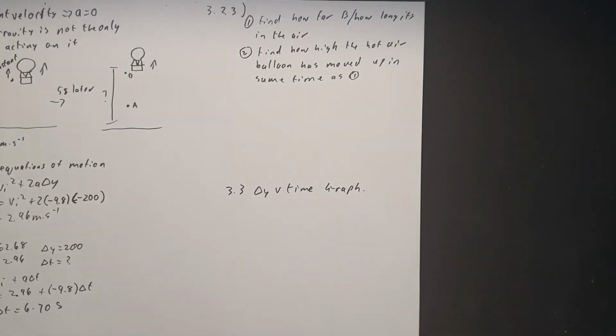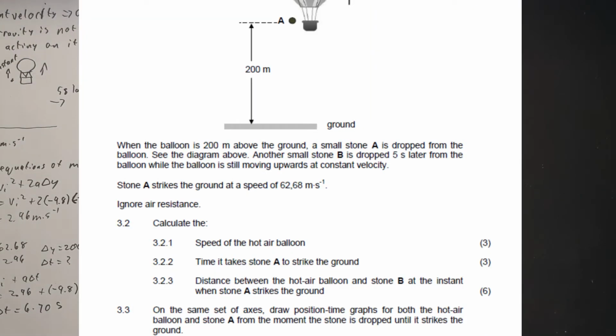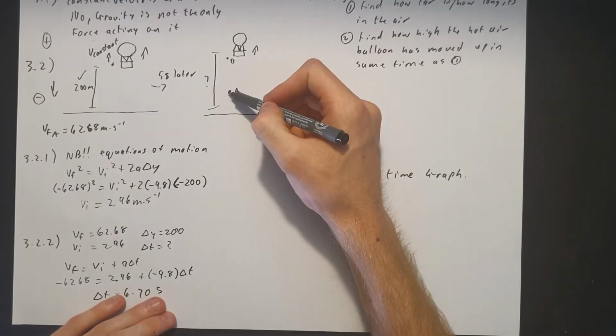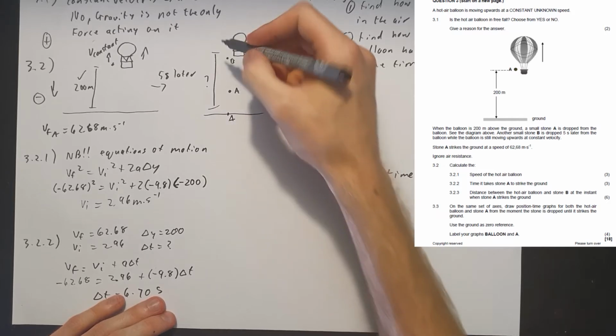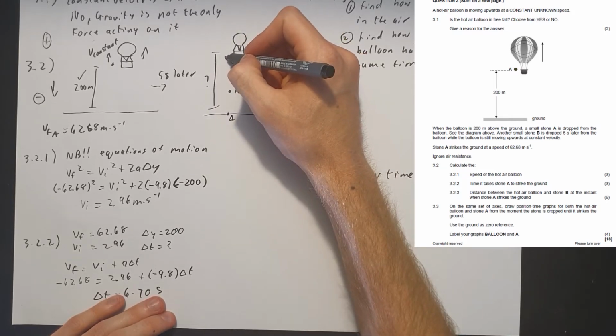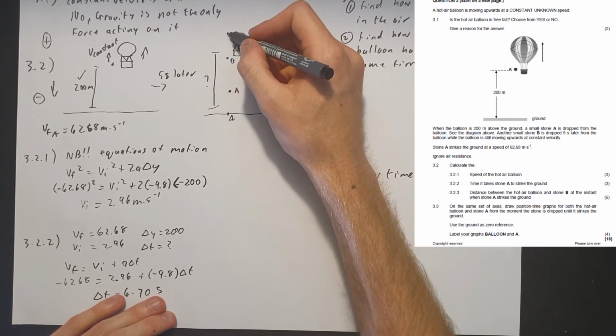Now, 3.2.3 is a little bit of a tricky one. It says the distance between the hot air balloon and stone B the instant stone A strikes the ground. So the minute that this stone hits the ground here, what is the distance between stone B and the hot air balloon?